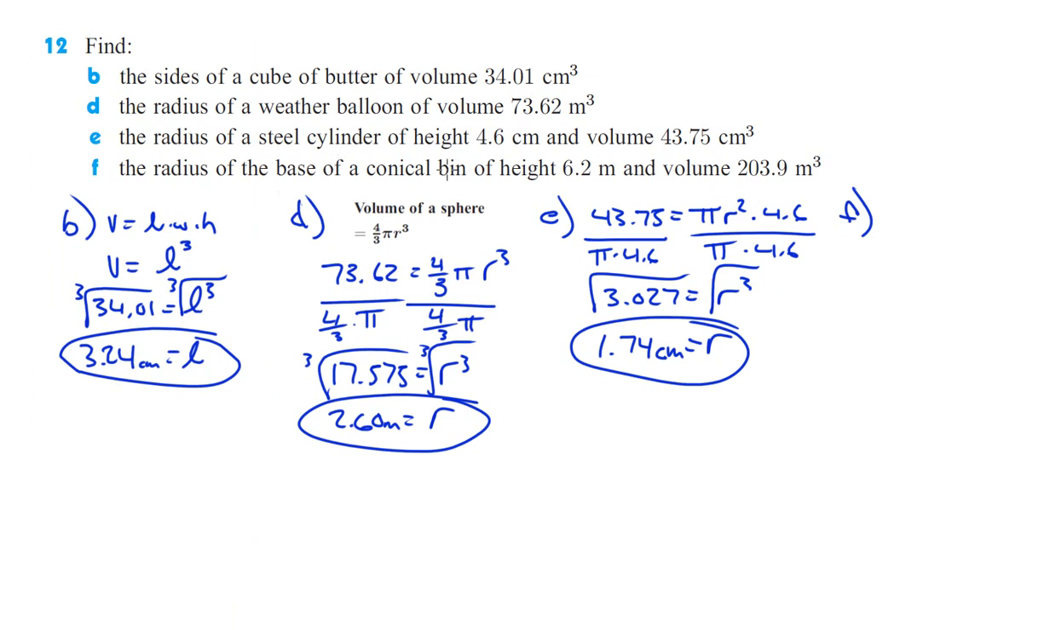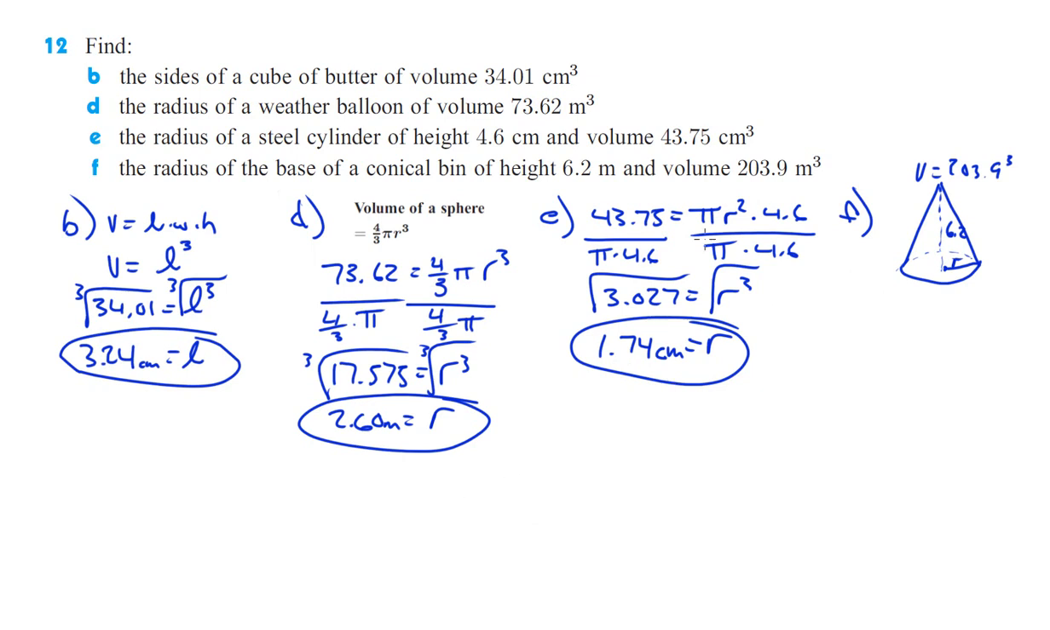Radius of the base of a conical bin of height 6.2 meters and a volume of 203.9 meters cubed. So let's draw a picture just so we know what's going on here. It's a little bit harder to see in your head sometimes. So here's our cone. We're trying to figure out what our radius is. But they do give us that the height here is 6.2, right? And we know that the total volume is 203.9 cubic meters.